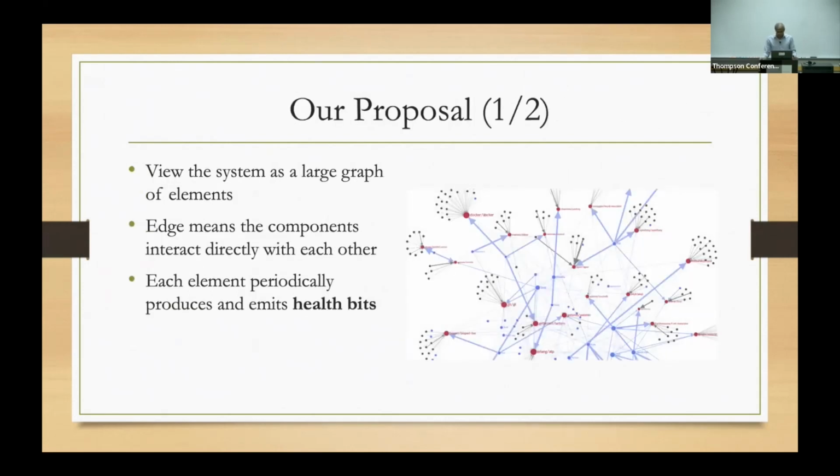The proposal has two parts to it. The first part is we're going to view the entire application or system as a large graph of elements. And what's an element? An element is anything that is capable of generating its own error. It could be as small as a middle box that has a little NAT functionality in it. And we would like to get into these small elements.